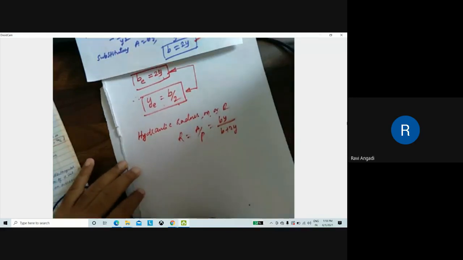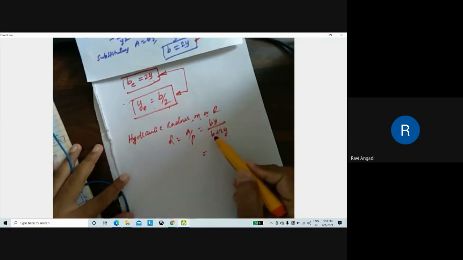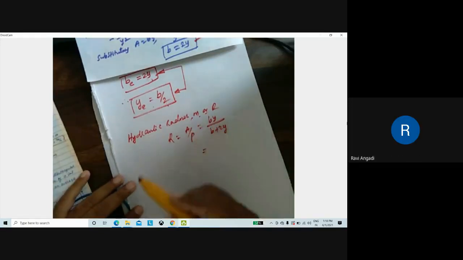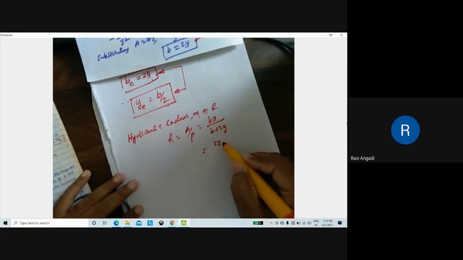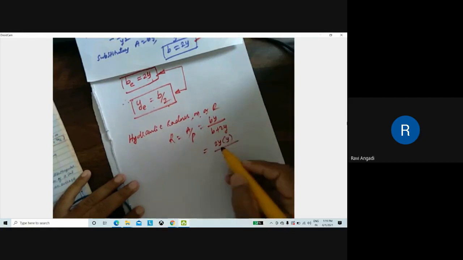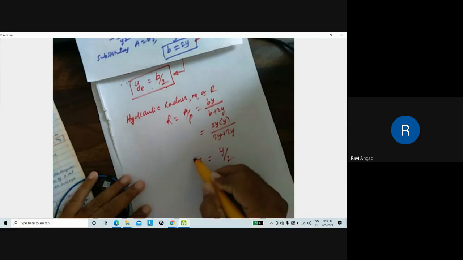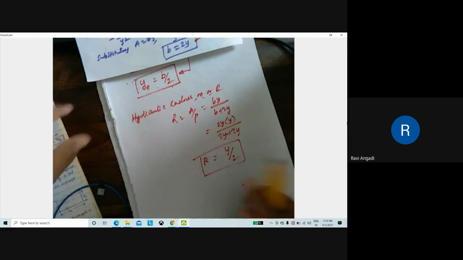Yes or no? Correct this one? B into y, B plus 2y, correct? Yes, sir. Then what is the value of B? Already you have calculated from the condition. 2y. I'll substitute 2y here into y, again divided by 2y plus 2y. If I substitute and simplify this one, I'll get y by 2. Just check it. Is it correct? Yes, sir. Okay.